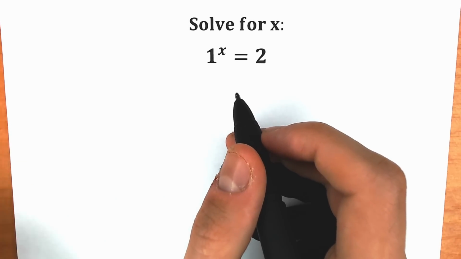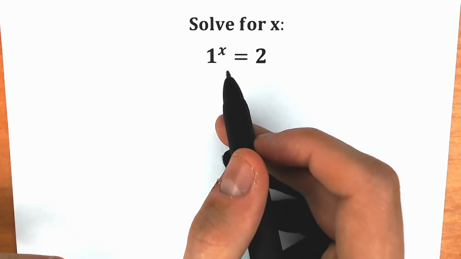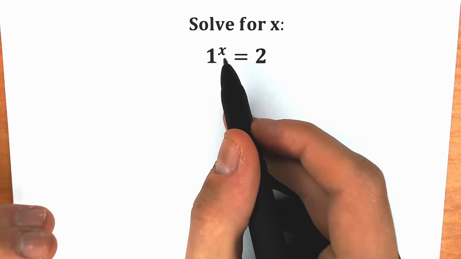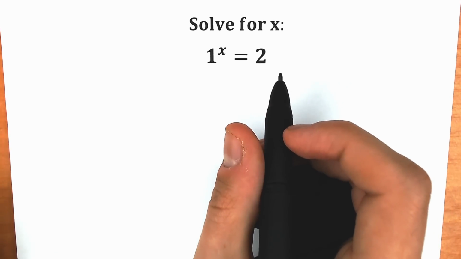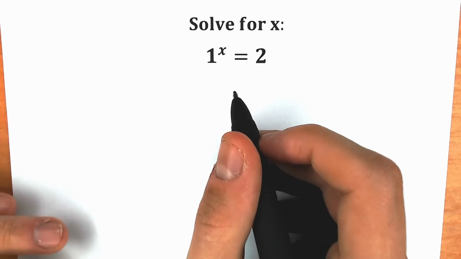Today we have a very tricky exponential equation: 1 to the x equal to 2. A lot of students might be saying, hey mister, that is not possible, 1 to the x cannot be equal to 2. And here's my answer: everything is possible in math. So right now let's look at my solution, let's look at my thought about this question.